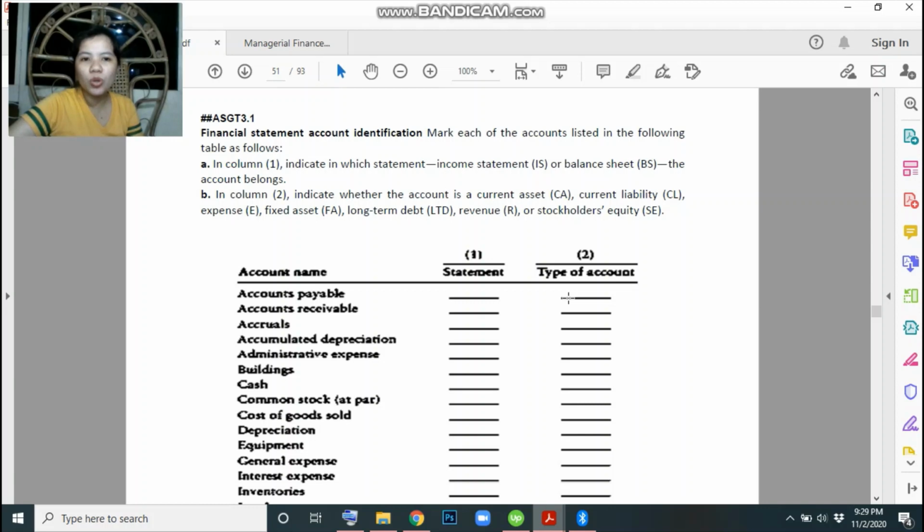In column 2, you indicate whether the account is a current asset, you write CA. If it is a current liability, you write CL. If it is an expense account, you write E. If it is a fixed asset, you write FA. If it is a long-term debt, you write LTD. If it is a revenue, you write R. Or if it is part of the stockholders' equity, you write SE. So, that is assignment 3.1.